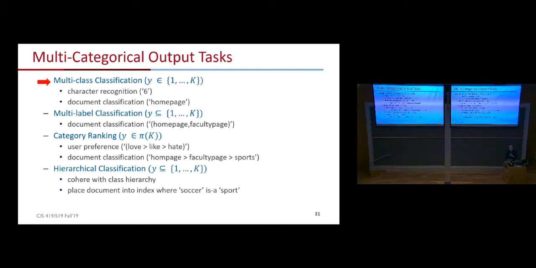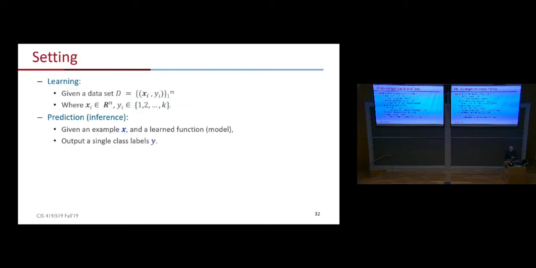So in all these cases, it can be shown that the binary models that we've learned could be good building blocks, and you can build on them more expressive classifiers. I'm going to mostly talk about multi-class classification and basically show this. So what is the setting? We have a data set of M examples. In this case, the yi's are going to be taken from 1 to k rather than plus or minus 1. And the prediction is the same.